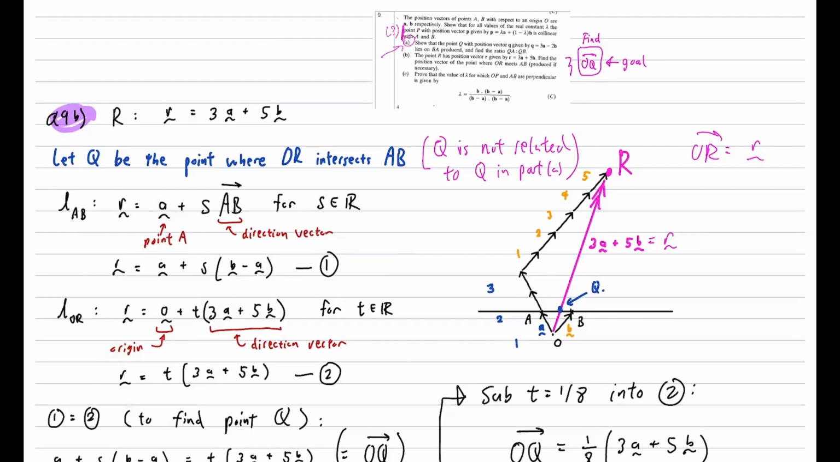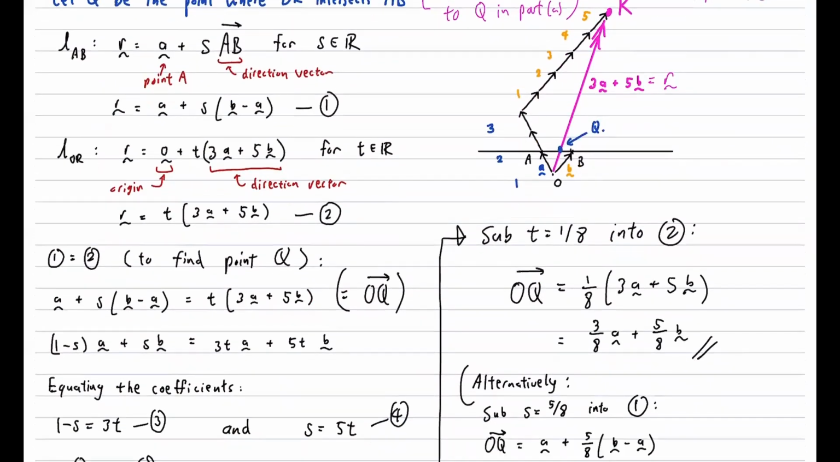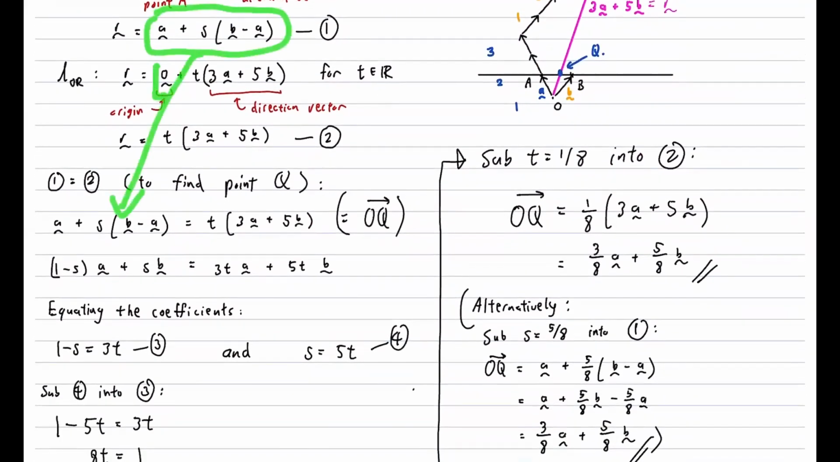Now that you've got r equals, we want to find the point of intersection. What should you do? Equate them. 1 equals 2. So now we can solve. You've got a plus s(b minus a), and t(3a plus 5b). Equate them together. Let's simplify first. I can expand the s, so I go into b and into minus a. I get a plus sb minus sa. Then I factor out vector a, so I get (1 minus s) times vector a plus s times vector b.